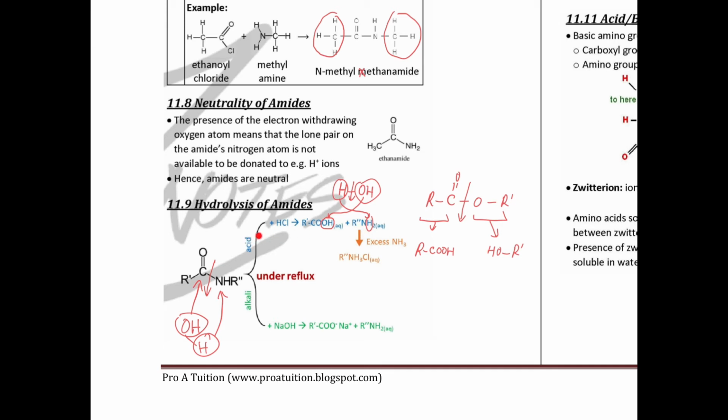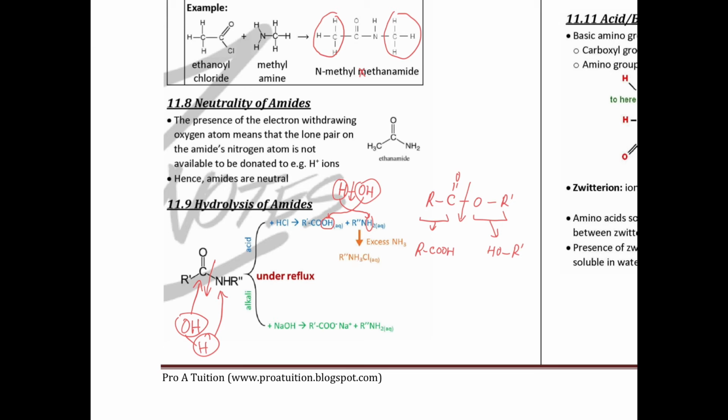So if you react with the excess HCl, excess HCl, not excess NH3, this is already basic. So we react with the excess HCl to form salt, R double prime NH3Cl. That is neutralization between the primary amine and HCl. So that will form this.